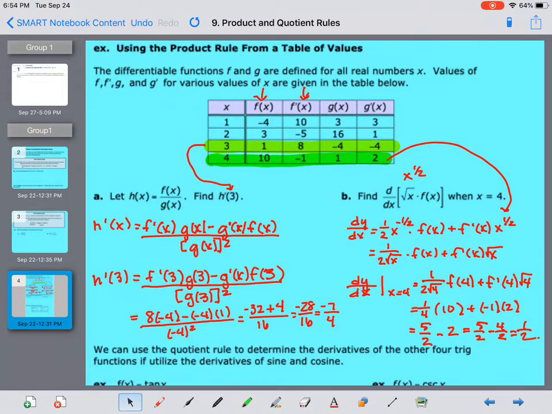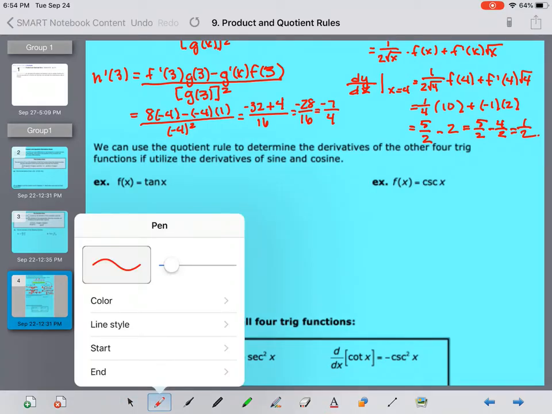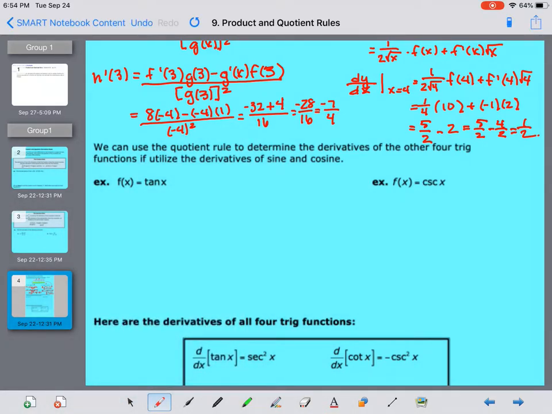Because we've been introduced to the quotient rule, we can actually find the derivatives of the rest of our trig functions, because every trig function can be written in terms of sine and cosine. So if I want to take the derivative of tangent, I can rewrite it in terms of sine and cosine. We know that the tangent is our sine of x over our cosine of x. And now it puts it into a quotient rule, which means we can actually use our quotient derivative rule to take the derivative. So that's exactly what I'm going to do.